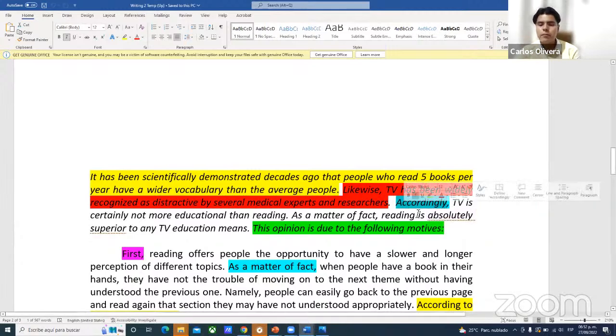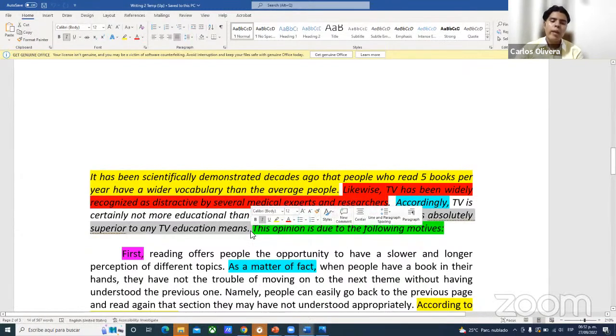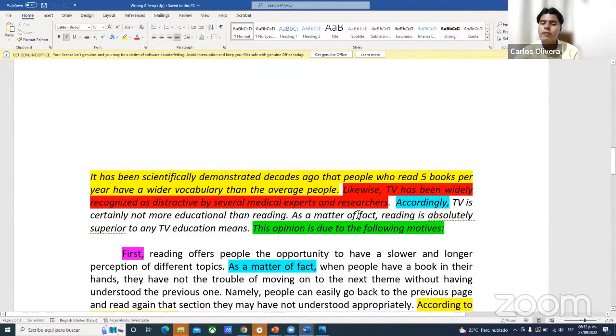Look at how I did it. Accordingly, TV is certainly not more educational than reading. As a matter of fact, and here I am complimenting, no more than that, reading is absolutely superior to any TV education means, all right? So as you can see, tell me if my position is not super clear. It is super clear, right? Because I am making sure that I'm not ambiguous, I'm being clear, okay? So as I say, after accordingly, you state your position, and that would be the introduction.